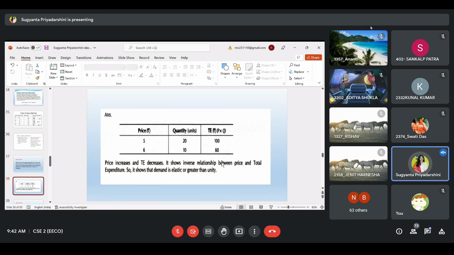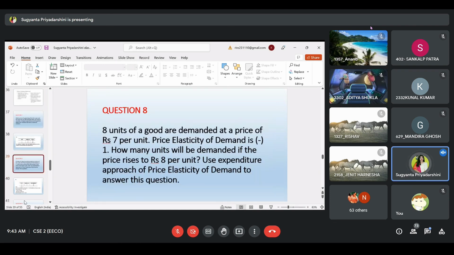This is what the answer is. Your total expenditure has fallen with an increase in price. So as a result, we can observe that there is an inverse relationship, resulting in which elasticity will be elastic in nature. Is it understood? Yes, ma'am. किसी को कुछ भी डाउट है? No, ma'am. Okay, so solve this next question all by yourself. It is on unit elastic, so go for it.